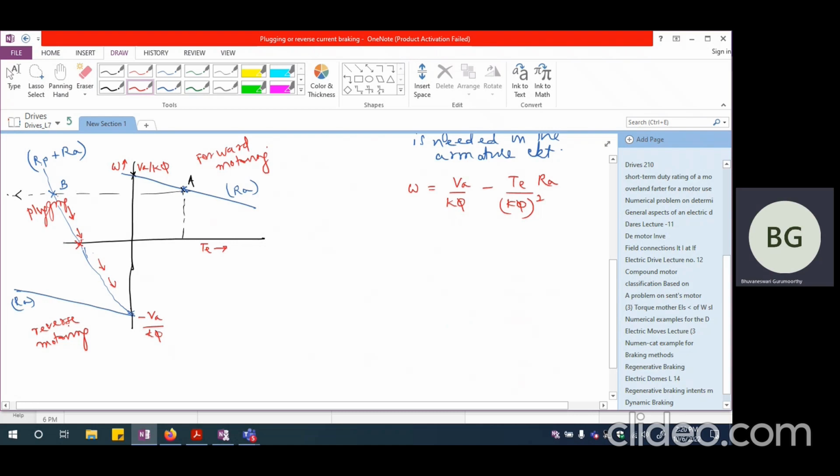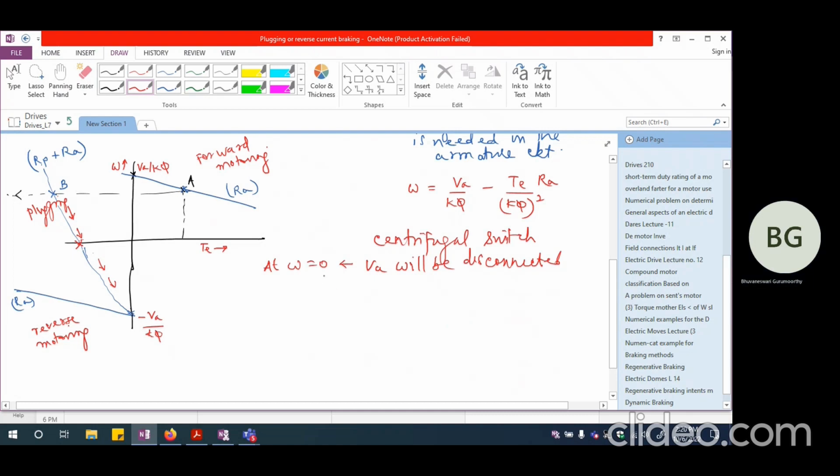Very often we may have a speed sensitive switch, something like a centrifugal switch, which will actually sense where the zero speed is coming up. And at that point, VA will be disconnected so that the motor does not run in the reverse direction. So at omega equal to 0, VA will be disconnected. So this is essentially the plugging characteristics for a separately excited DC motor.